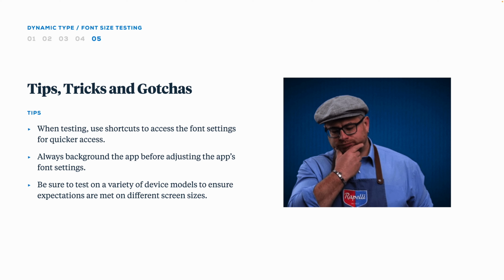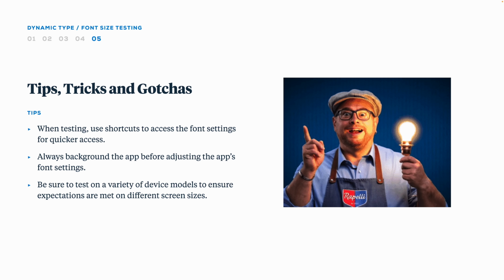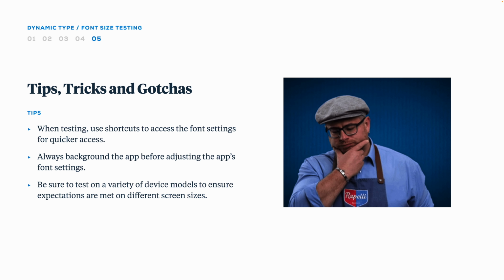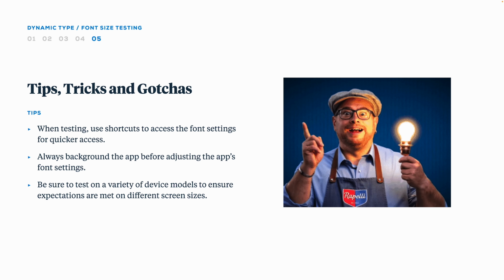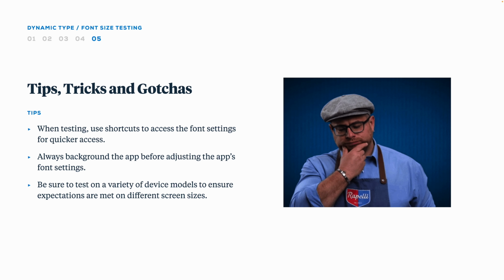So what are some tips for testing with dynamic type and font sizing? Definitely use the shortcuts. That's the best way to speed up your testing. Personally, I always background the app before I adjust the setting, because I've noticed that if I adjust the setting while I'm within the app, it can cause some adverse effects that don't normally happen if you do it outside the app. And I wouldn't expect most users to be adjusting their text within an app. Usually, if these are dynamic text font size users, they already have that setting set.